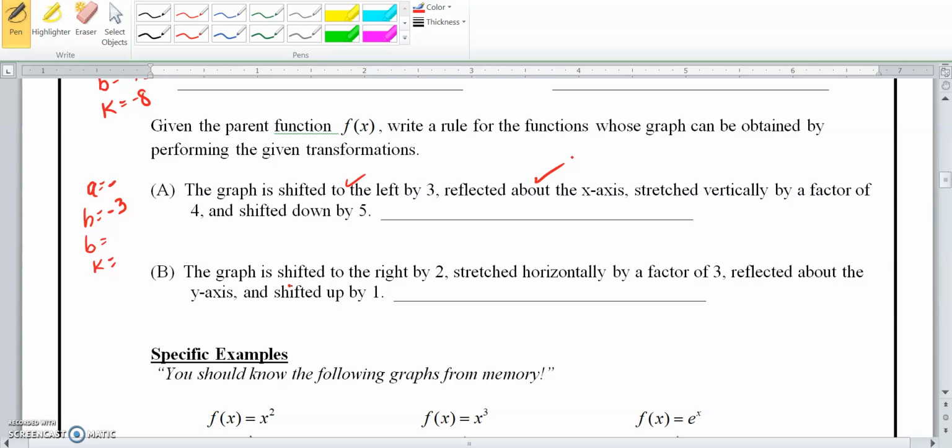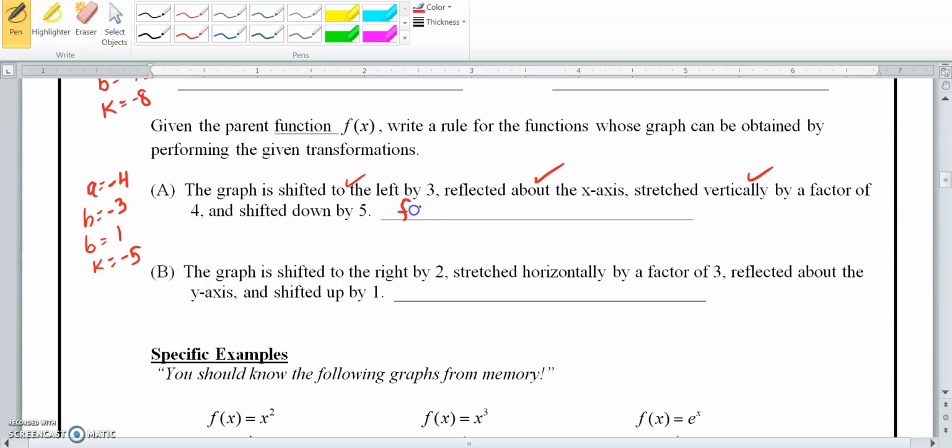Next is stretched vertically by a factor of 4. So stretching vertically, if we go back to the definitions, that is our a. So we're factor of 4, so a is negative 4. Yeah, so we got that one. Shifted down 5, this means that k is negative 5. Now we haven't done anything with b, so in this case, b gets left alone. We can't say 0 because it's a multiplier, it's a coefficient out front. So what we have to do instead is leave b as a 1.